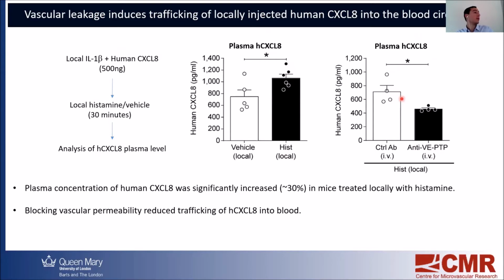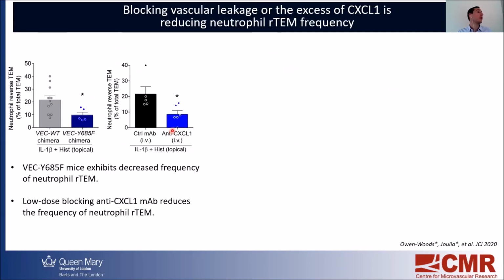Finally, to go back to whether vascular leakage or the excess of CXCL1 are responsible for the phenomenon of neutrophil reverse TEM, we performed confocal intravital microscopy in VE-cadherin mutant mice. These mutant mice, as I mentioned in the introduction, show a defect in histamine-induced permeability and were developed by the team of Weber. When we perform IL-1 beta plus histamine reaction in these animals, we observe a reduction in the frequency of neutrophil reverse TEM.